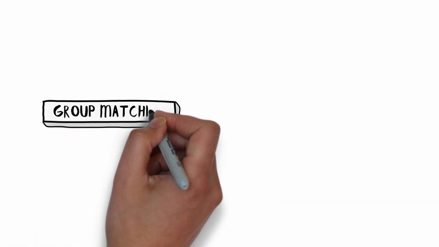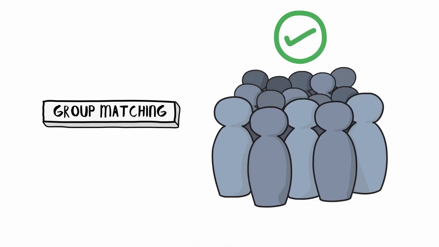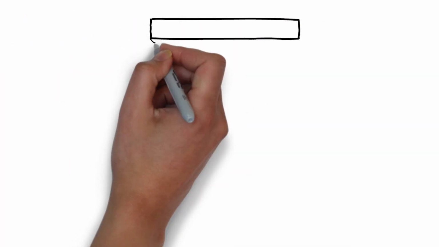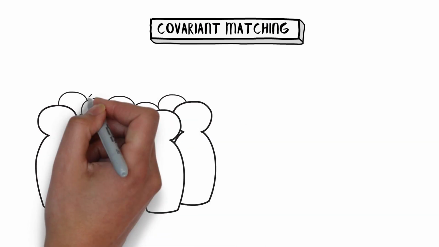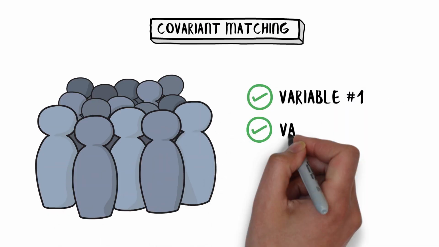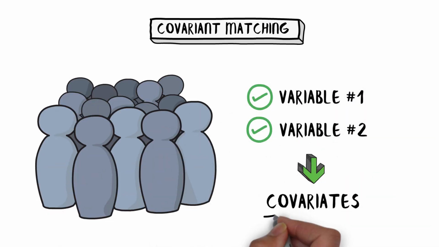Group matching involves matching an entire group or cluster of participants rather than individuals. For example, participants of similar ages are matched and then assigned to different groups. Covariate matching is when participants are matched on one or more specific variables, which are known as covariates.